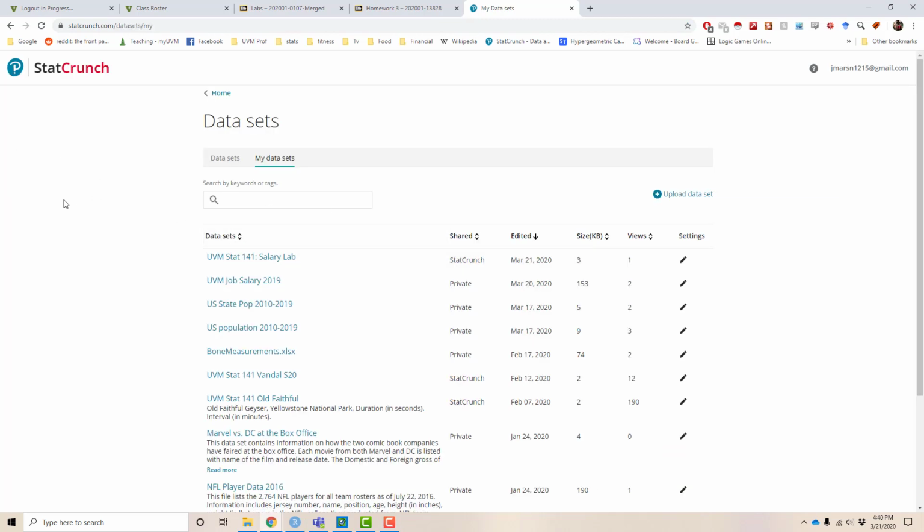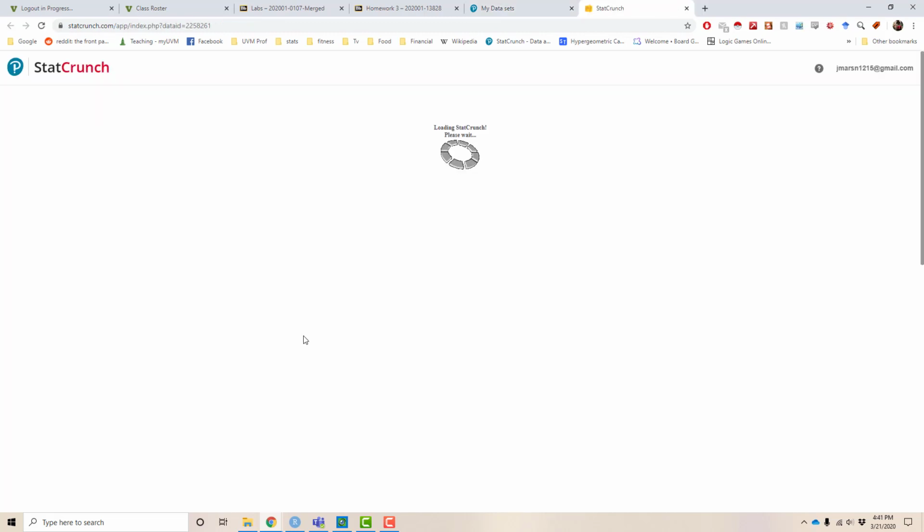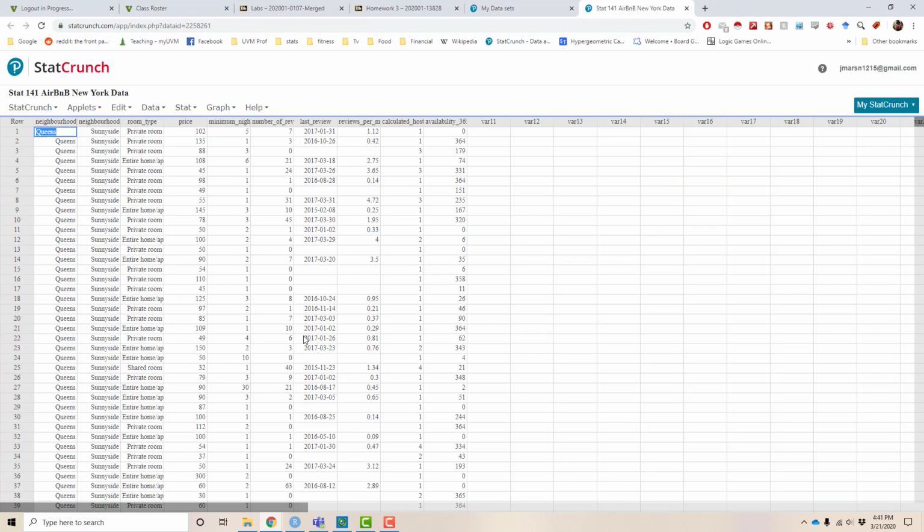If you go to StatCrunch, click on Data, and look up Stat 141 Airbnb, this will be the one that pops up, and this is the one we're going to look at. This data set's a little unusual in that we have the entire population's information, which usually you don't have on hand. That's kind of the point of statistics.